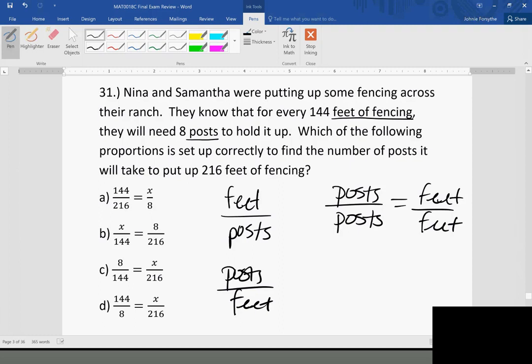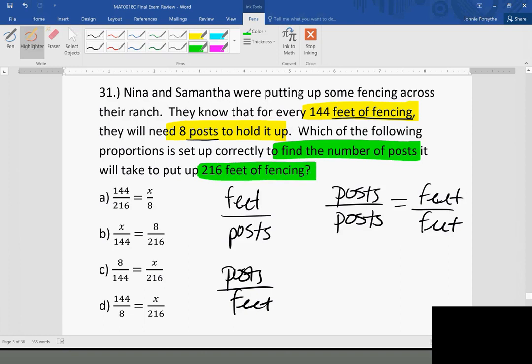And then I like to use colors for problems like this. I'm going to do that here. So, for every 144 feet of fencing, you need 8 posts to hold it up. And then find the number of posts, that'll be x, for 216 feet of fencing. So let's see how these proportions are set up and pick the right one.